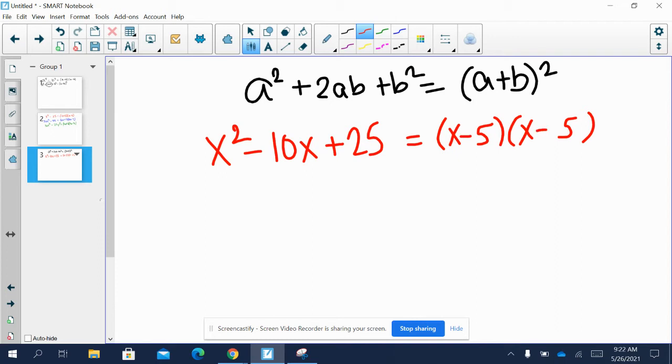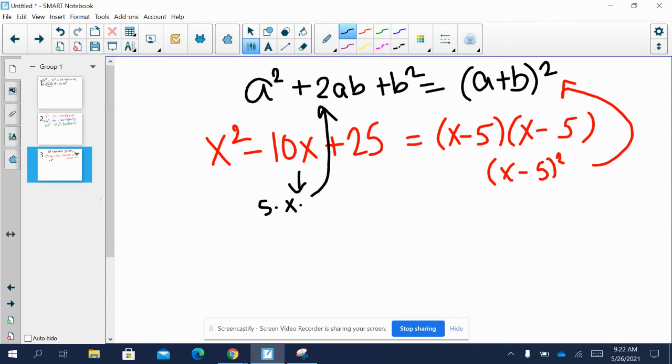x minus 5 times x minus 5 is the same as saying x minus 5 squared, or x plus negative 5 squared, which follows this rule here. And just to double check, our first term of the binomial was x. Our second term was 5. I'll put that over here. So 5x, and then if we multiply that by 2, we get 10x. So it did check out. It does work.